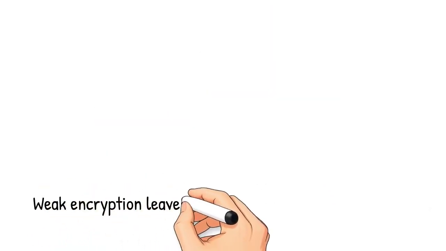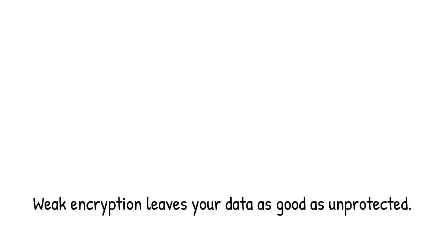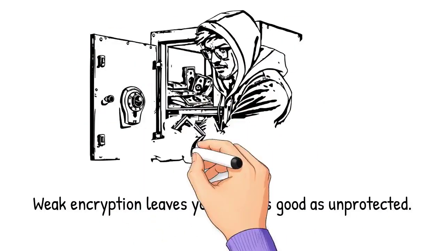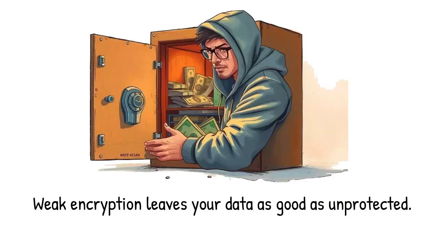Weak encryption. The safe is made of cardboard. Encryption is supposed to protect data, but weak encryption is like locking your valuables in a cardboard box. Hackers exploit outdated algorithms, poor key management, reused keys, hard-coded keys, custom encryption. Never do this.